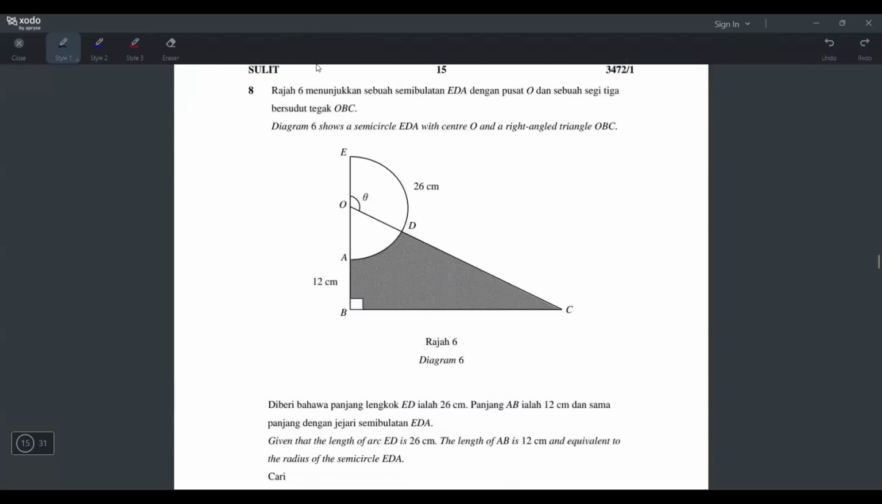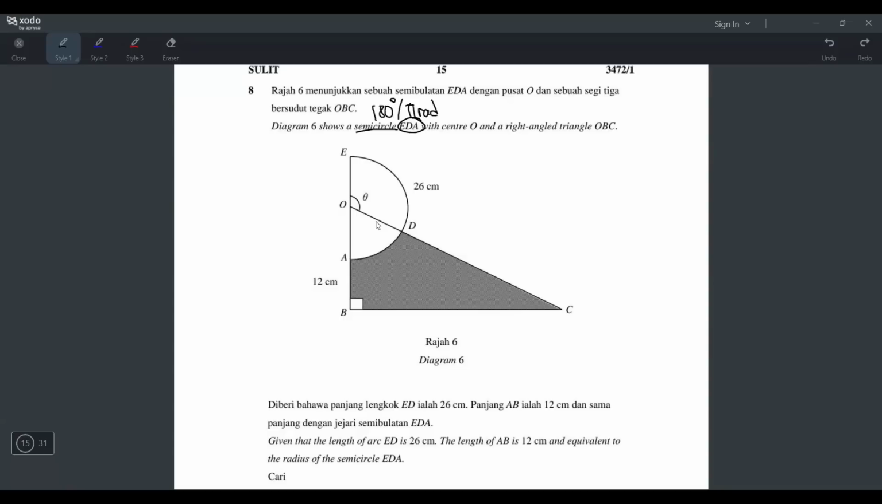Okay, let's do number 8. This looks like a circular measure question, but I'm not sure. So let's read the question. Diagram 6 shows a semicircle. Okay, semicircle means 180 degrees, or in radians is pi radian, because semicircle means half a circle. So EDA, so this one. This is the semicircle. So the angle from here to here is 180 degrees, but in radians is pi. Okay, because one whole circle in radians is 2 pi. So half a circle is pi.